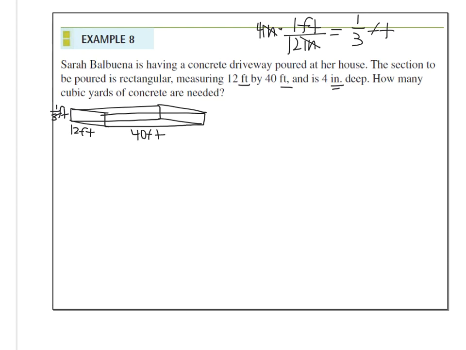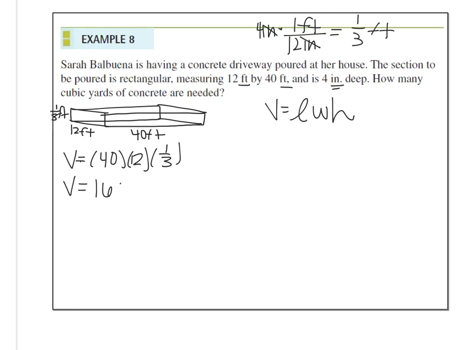Now what I want to do is figure out volume. So we know that our volume is base times width times height, or really length. Let's use length instead of base. So length times width times height. So my volume: length is 40, width is 12, and my height is 1/3. When I multiply this out, I get my volume to be 160 feet cubed.